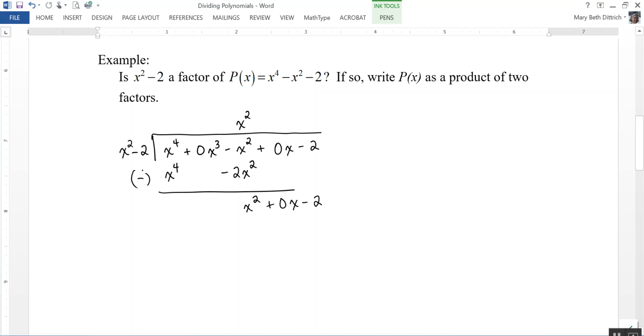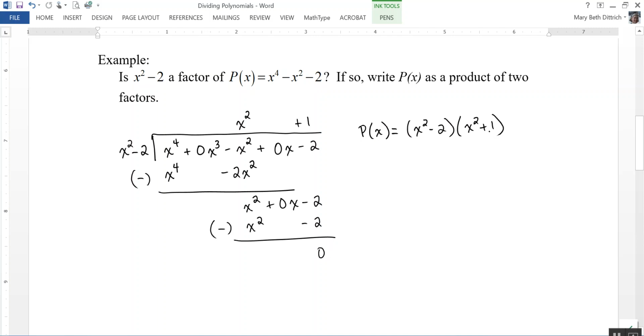And now x squared goes into x squared one time, so plus 1, and then multiplying that is going to give me an x squared minus 2. Subtracting leaves me with just a 0. So that means that my remainder is 0, so that means that x squared minus 2 is a factor of my polynomial. So p of x is actually equal to x squared minus 2, which was my divisor, and x squared plus 1, which was my quotient.